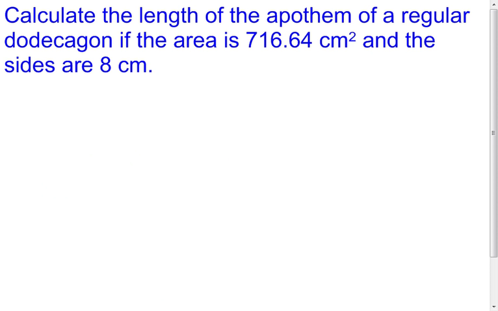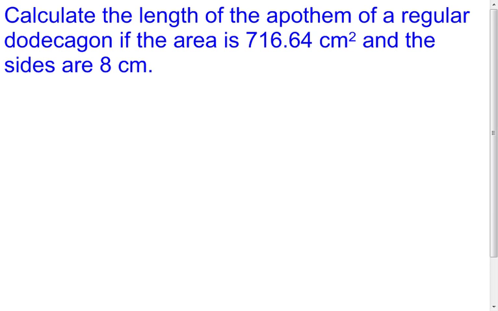Now my next one, some people get a little worried because it's a word problem, but don't let it scare you too much. Just look at the information that's in there. It wants us to calculate the length of the apothem of a regular dodecagon if the area is 716.64 square centimeters, and we know that the sides are 8 centimeters long.